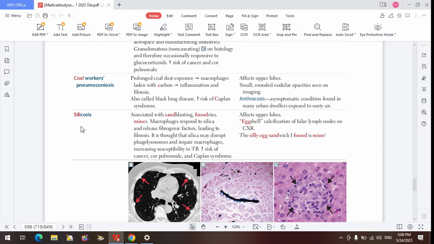Silicosis comes out a lot. Silica is one of the components of sand. So people that work in areas where they do sand blasting can be exposed to silica dust. People that work in foundries, which are areas where they smelt metals, and the materials they use to make the metal sharp, can release this silica dust. Also, people that work in mines can be exposed to silica dust.